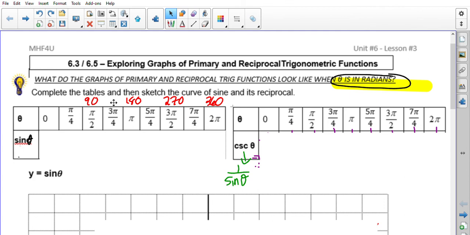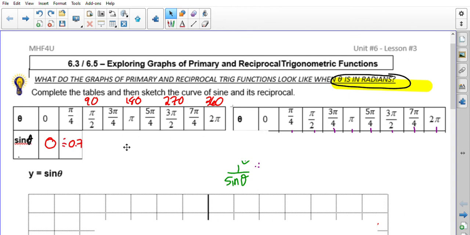Okay, so with your calculators in radian mode, I want you to enter sine 0, and we should get 0. Then do sine pi over 4, and you should get a rounded value of about 0.71. Sine of pi over 2, remember that relates to the numbers up here in degrees, will give us 1. Sine 3 pi over 4 will give us 0.71. Sine pi will give us 0.